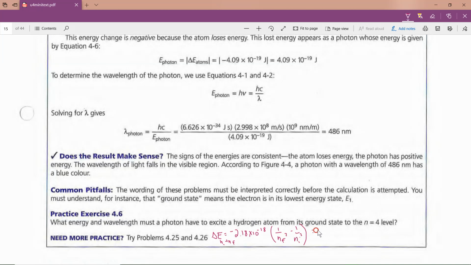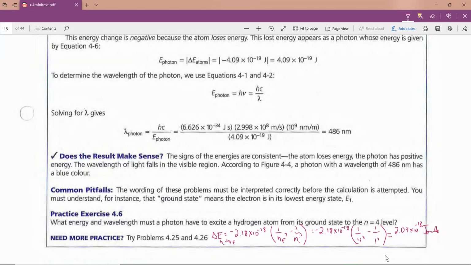So it'll be minus 2.18 by 10 to the minus 18. Now, we go to the n equals 4 level, so 1 over 4 squared minus ground state 1 over 1 squared. So you'd get 1 divided by 16 minus 1, and multiply that by minus 2.18 by 10 to the minus 18. So you get 2.04 by 10 to the minus 18 joules. Okay, see, this is a faster way of doing it, isn't it?